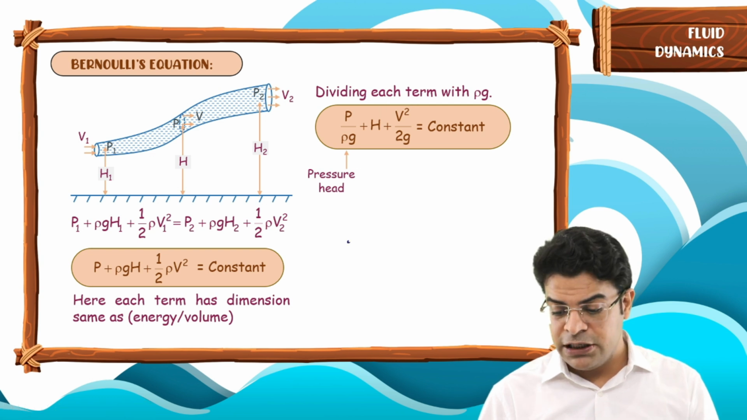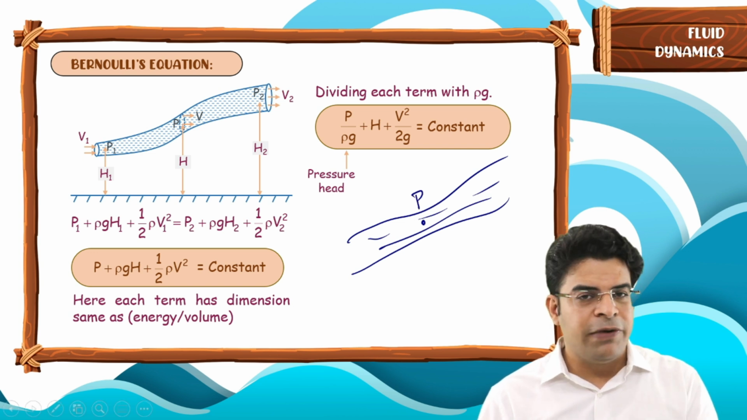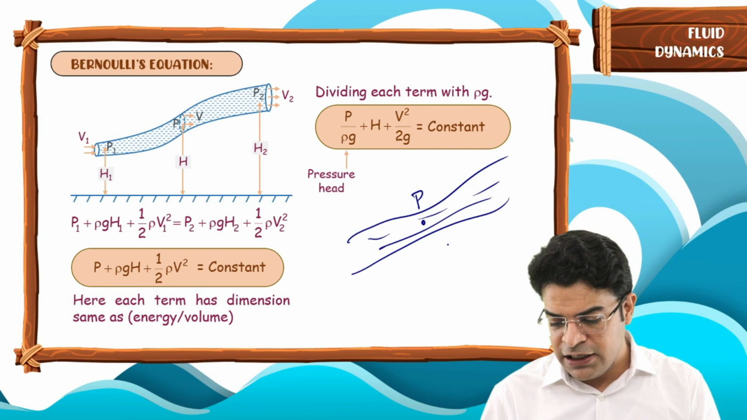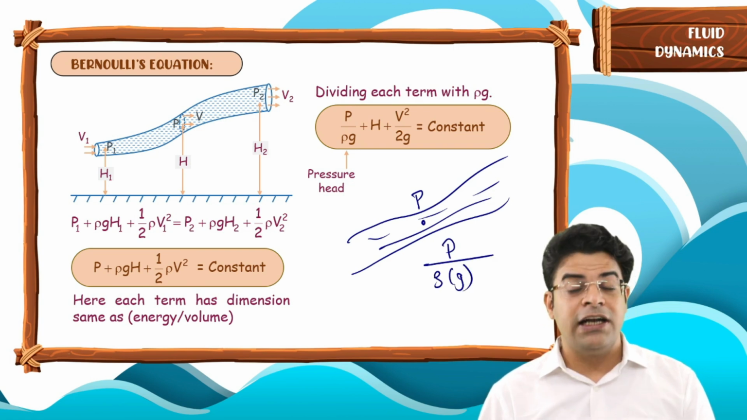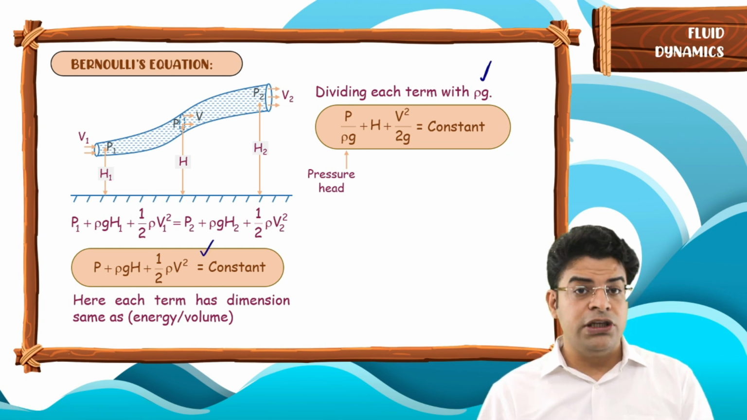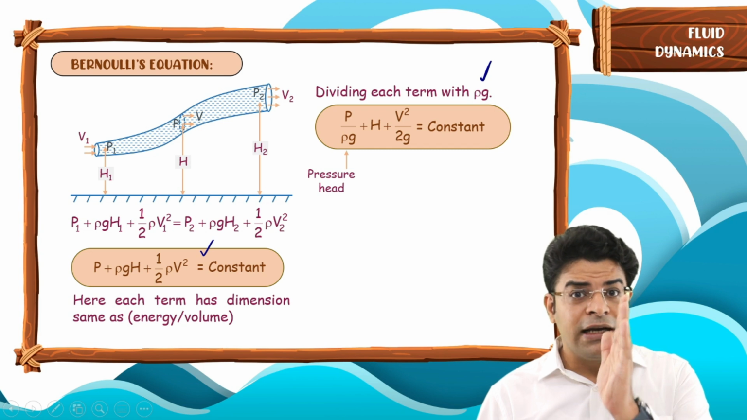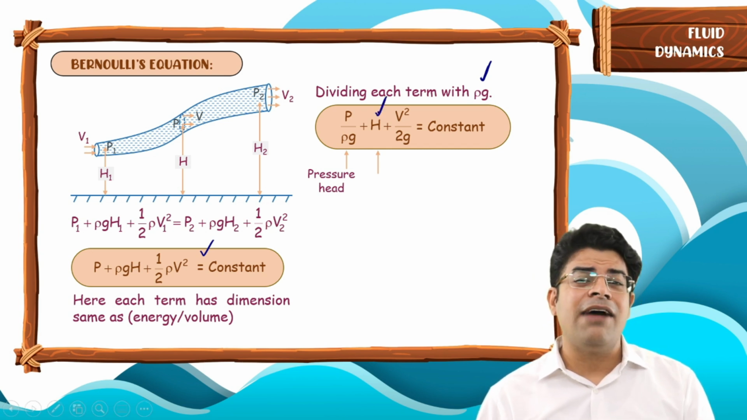They might say there is a fluid of density such and such at a place, and the pressure is this much. What is the pressure head? Pressure head is not pressure. Pressure head is the pressure at the point divided by the density and g. That's called pressure head. So you need to divide each term with rho g so that each term gets the dimension of length. The term h is called gravitational head.